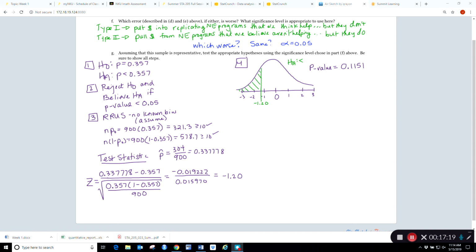Now what we're going to do is we have a p-value. Let's go back to step 2. Is that p-value less than 0.05, or whatever significance level you chose? No. So since it's not less than, we will not reject the null hypothesis, and we will not believe the alternative hypothesis. This is our first example where we're actually not rejecting.